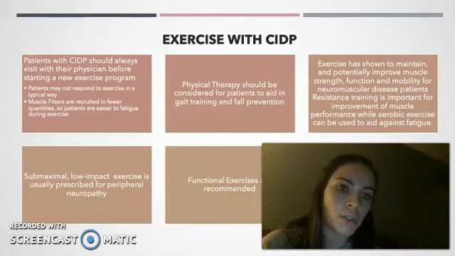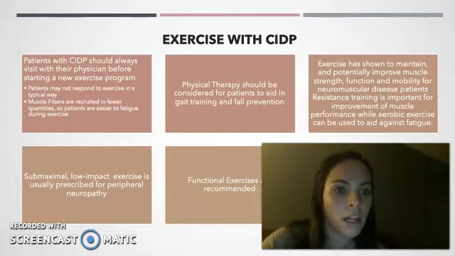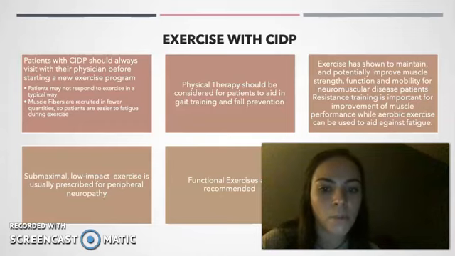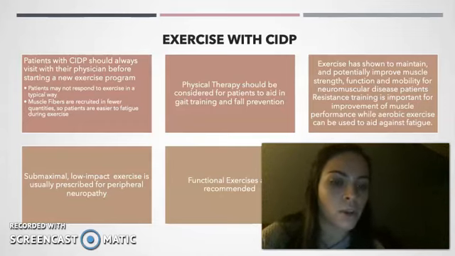Physical therapy should be considered for patients to aid in gait training and fall prevention. Exercise has been shown to maintain and potentially improve muscle strength, function, and mobility for neuromuscular disease patients. Resistance training is important for improvement of muscle performance, while aerobic exercise can be used to aid against fatigue. Submaximal low-impact exercise is usually what is prescribed for peripheral neuropathies. Functional exercises are recommended.